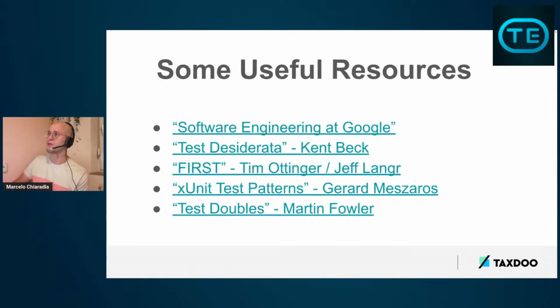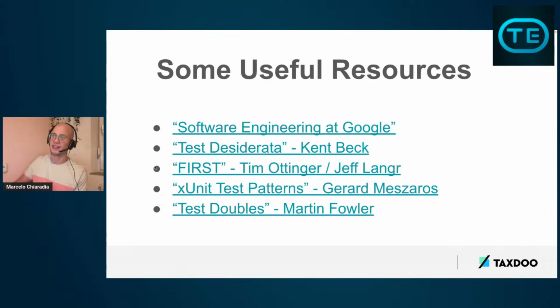Now, some useful resources that I would like to share. The Software Engineering at Google book is really great. Many of the things that you saw today in this presentation, you can find there, and I totally recommend reading it. There are a couple of blog posts from Kent Beck, the Test Desiderata. He also has a series of videos attached to the blog, pretty much explaining every single one of the good testing properties that we saw today.